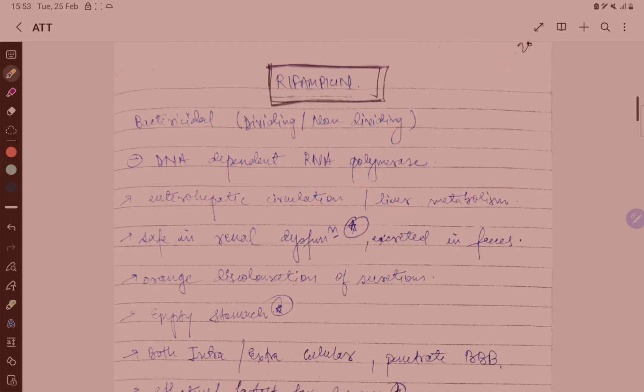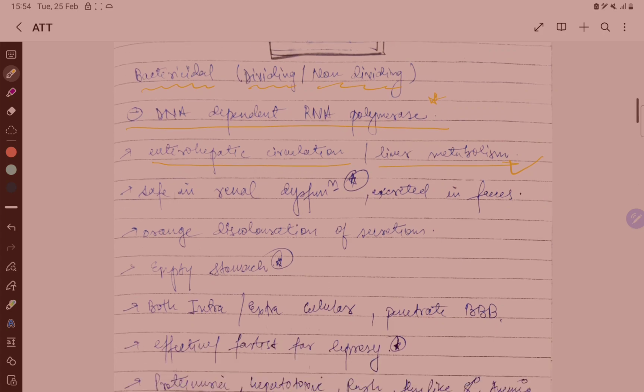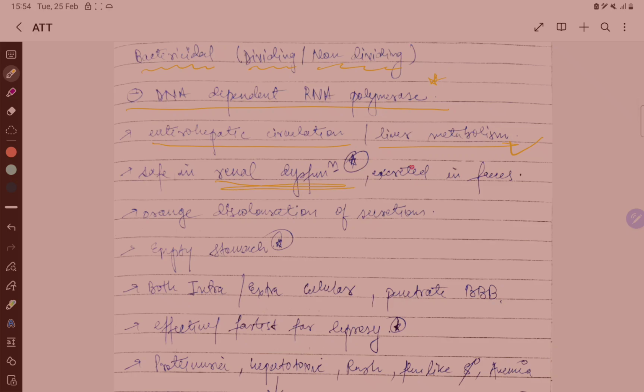Okay, next, rifampicin, very important. It is a bactericidal drug. It acts on dividing and non-dividing TB bacteria. It inhibits the DNA dependent RNA polymerase. Now it has an enterohepatic circulation and liver metabolism, so it has a frequent tendency to damage the liver. It is excreted in the feces, so it is safe in renal dysfunction patients.